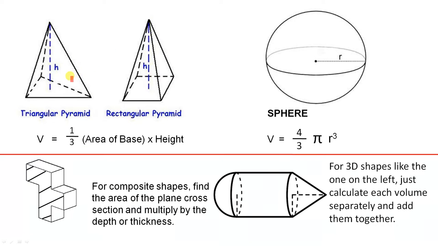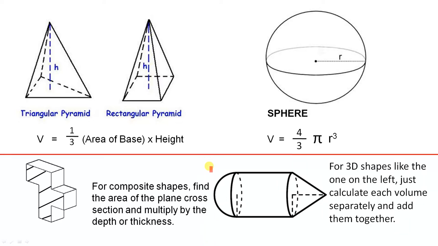Here are two pyramids, a triangular pyramid and a rectangular pyramid, or that could be a square pyramid. The formula for the volume is 1/3 times the area of the base times the height. For the sphere, you only need the radius, and the volume is 4 on 3 pi r cubed.